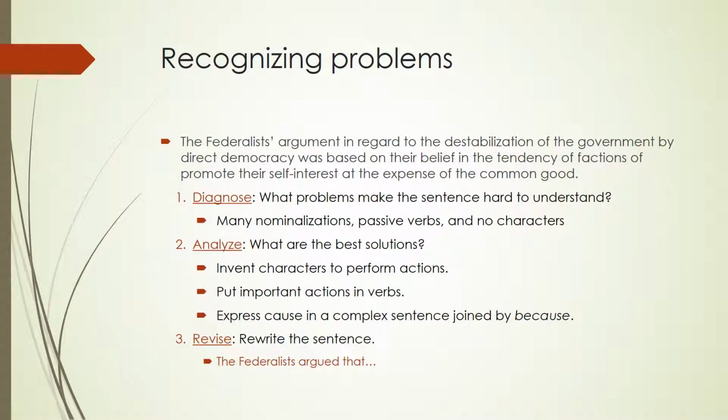Second, analyze. What are the best solutions? Well, first, one needs a complex sentence to express causation clearly. So we need a main clause followed by the word because or since or when, followed by a subordinate adverb clause to explain the cause. The cause of the Federalist strong belief. Third, revise. Apply solutions. Rewrite the sentence applying our main principles. We should start with a character as the subject of the sentence, followed by a strong verb. For instance, the Federalist argued that, and we're on our way to clear, stylish writing.